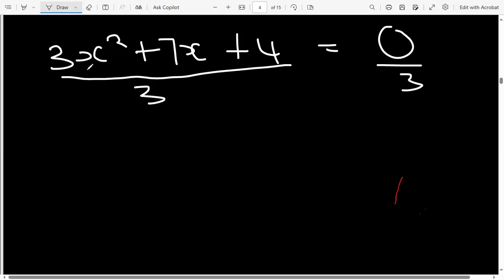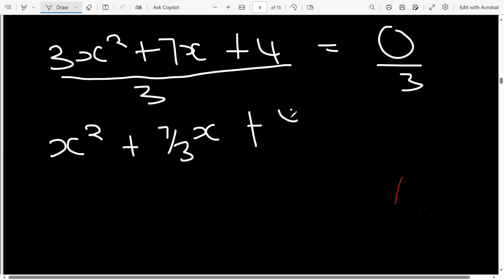So if I divide this by 3, I'm going to have what? x squared, then plus 7 over 3 x, and then 4 over 3. And then on the other side, 0 divided by 3 will still remain 0. Okay, so this is the first step. You have to make the coefficient of this guy here to be 1. So we have done that.